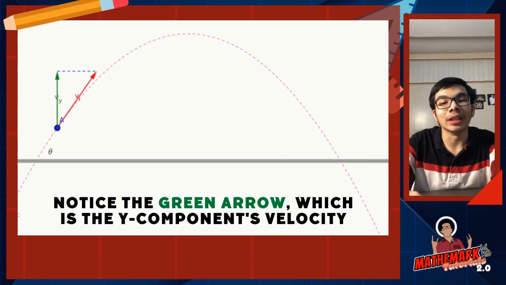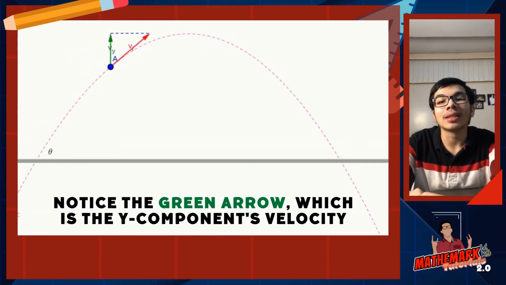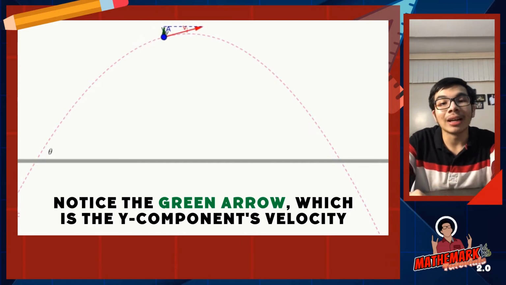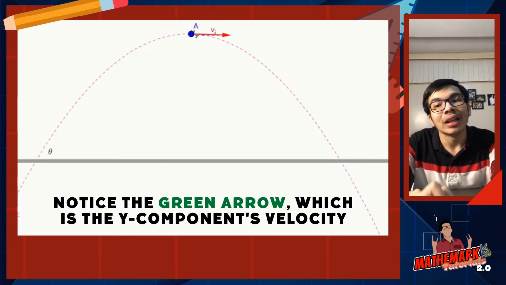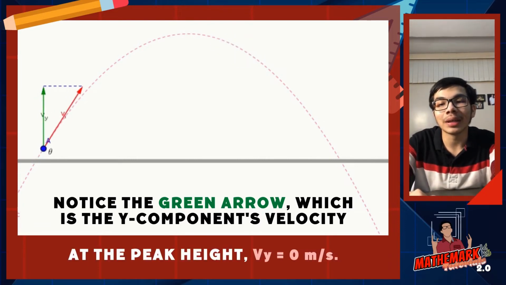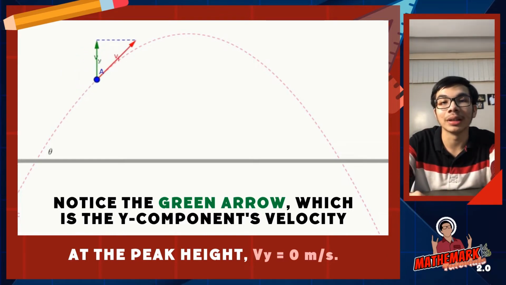Take a look at the figure. As the projectile goes up, the green arrow gets shorter, and it slows down until it reaches the peak height, or the vertex. It momentarily stops there. Then it goes down, the green arrow gets longer, and it drops faster. Therefore, at the peak height, the velocity is at its minimum, and its y component is 0 meters per second.